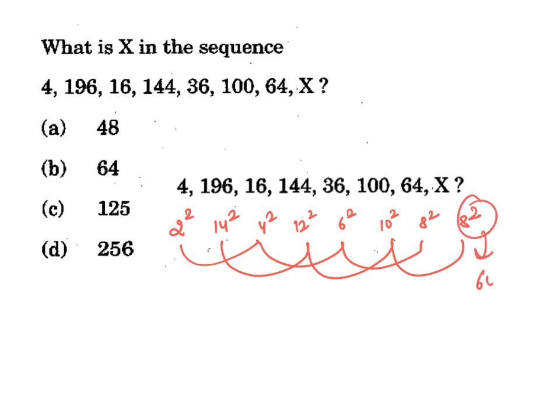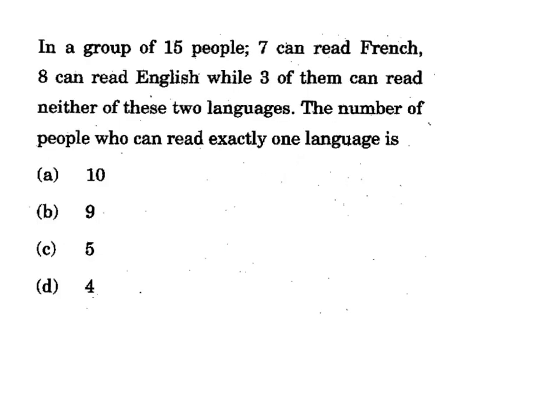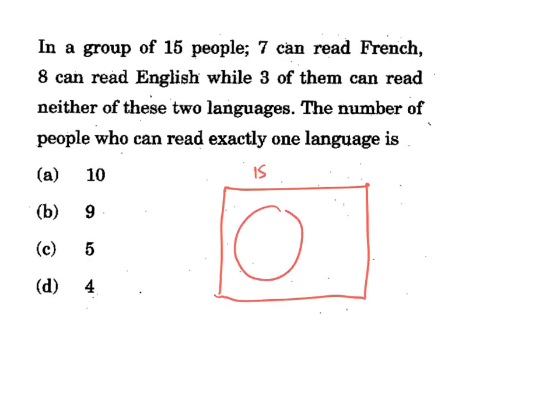That is 64 here. In a group of 15 people, 7 can read French, 8 can read English, while 3 of them can read neither of these two languages. So totally we have 15 members. 7 French, 8 English, neither is 3. So this is 7, this one is 8. Now 3 is neither.